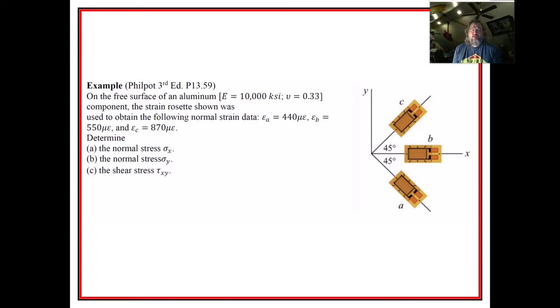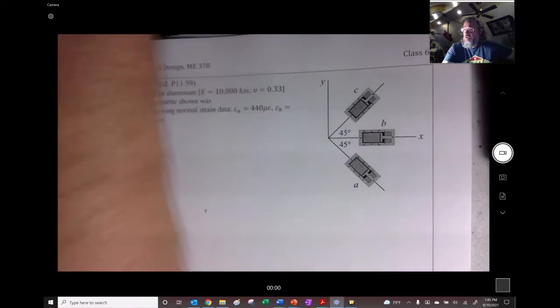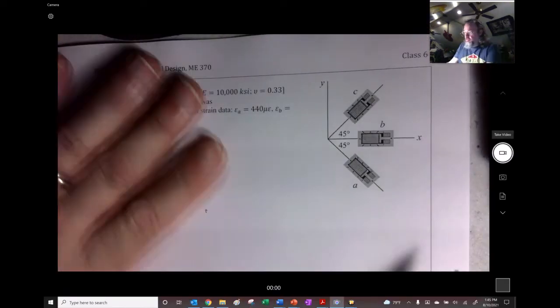All right, so we're dealing with strain gauges, and here's an example from Philpot's 3rd edition. We have this rosette, and we're able to measure the strains. And we want to find out what the stresses are from these strains. This is a very practical implementation, a real-world thing, because we can't really measure stress. We can measure strain, so that's our motivation in doing a problem like this, right?